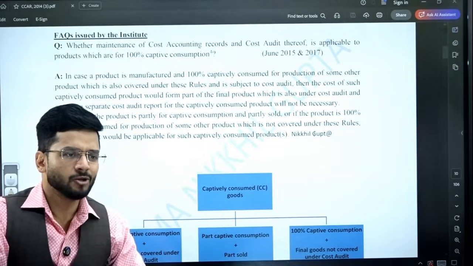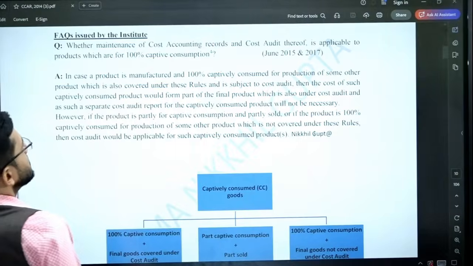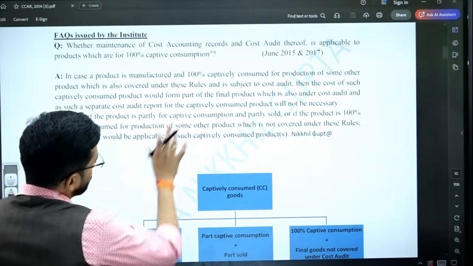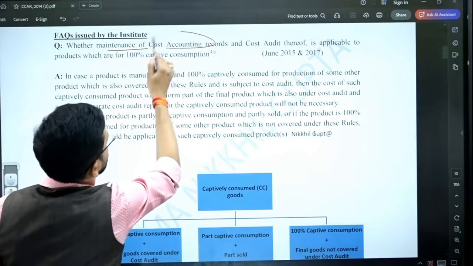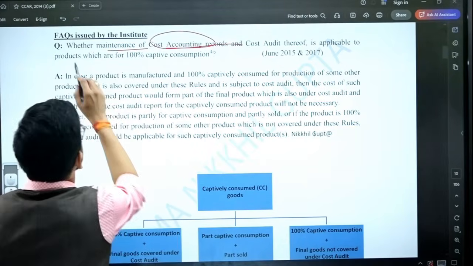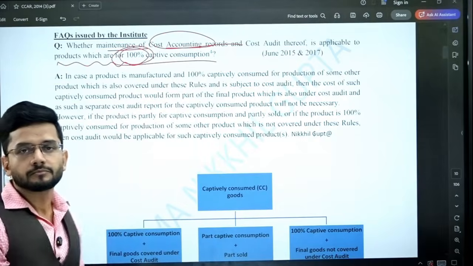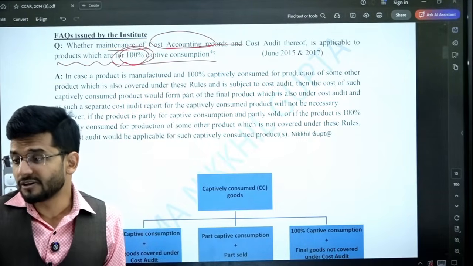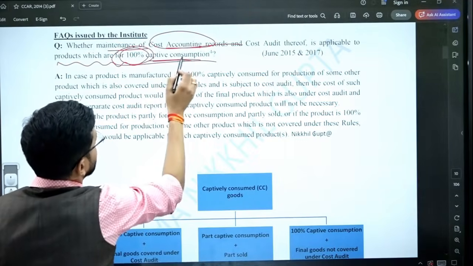Obviously, guys, there can be multiple permutations and combinations. So a FAQ has been released by the institute regarding this aspect also, and this is that FAQ. The FAQ states: whether maintenance of cost accounting records and cost audit thereof is applicable to products which are for 100% captive consumption. So is cost audit applicable for 100% captively consumed electricity or 100% captively consumed goods?